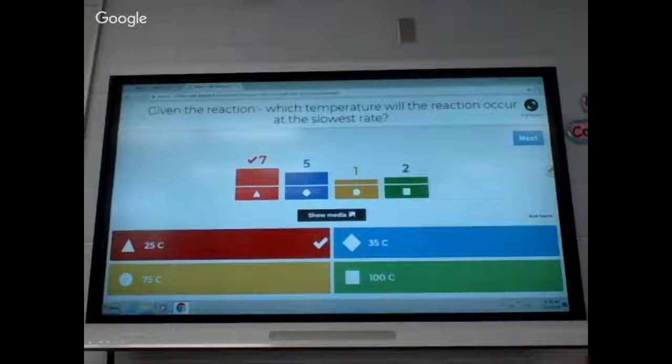All right? When we talked about kinetics on Friday, what did we say about temperature? The lowest temperature will be the slowest, and the highest temperature will be the fastest. So when you look at that up there, which temperature will be the slowest? Which temperature is the lowest? The 25. So it's going to be the slowest. The reaction's just there to throw you off.